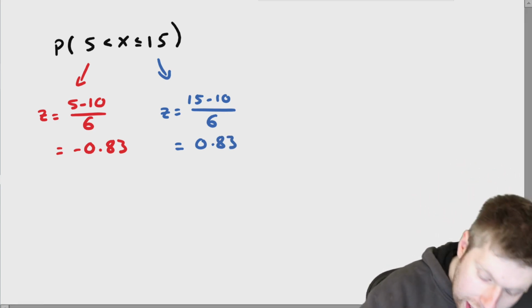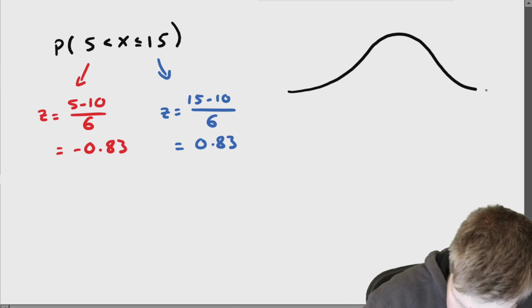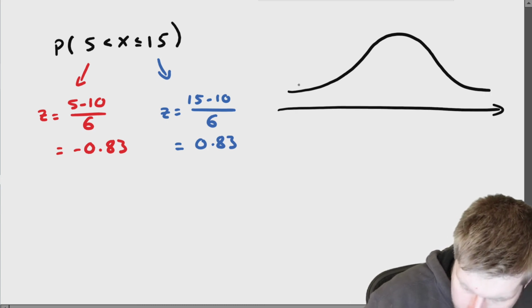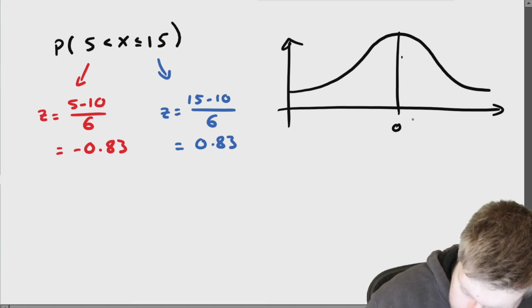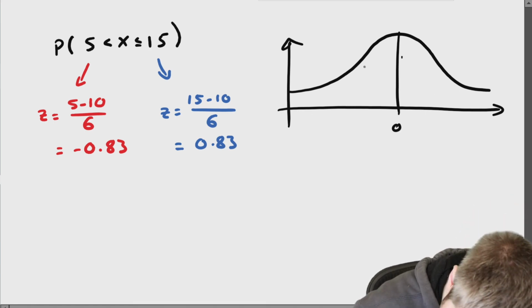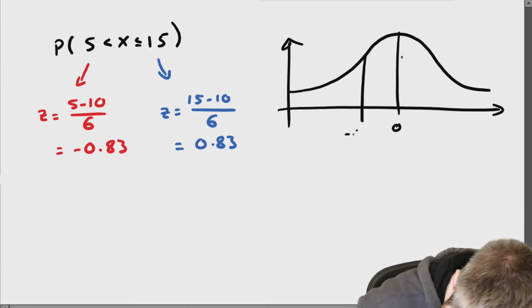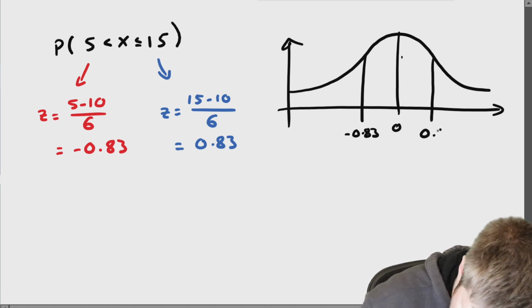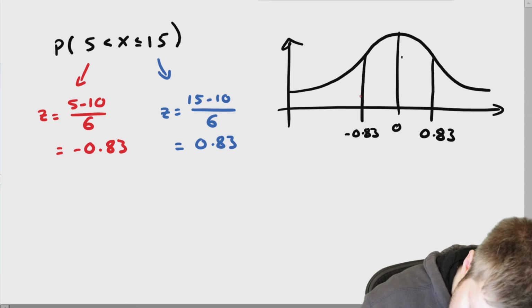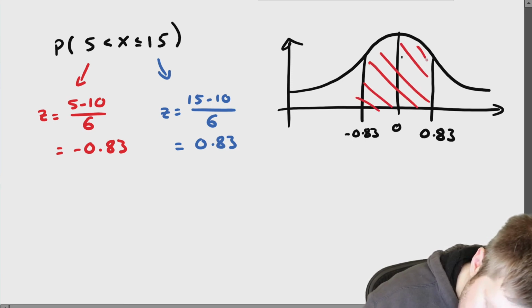Okay. Now, always, always, always draw yourself a curve out. So I'm just going to draw my curve here, and I'll put 0 down the middle. And I'm basically going to be looking at 0.83 and negative 0.83. So this is negative 0.83, and 0.83 is going to be about there. And I'm basically looking at values between there. So I'm looking for this region here.